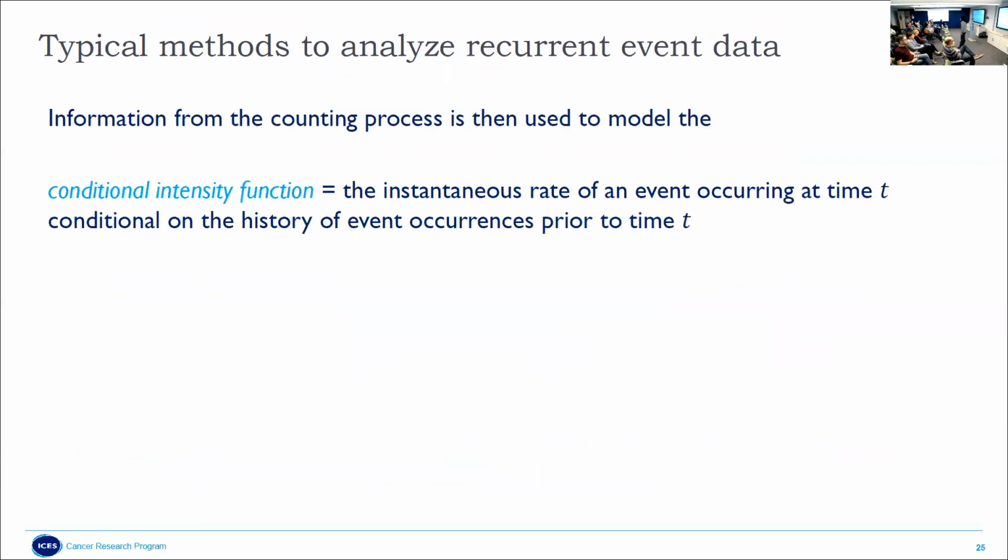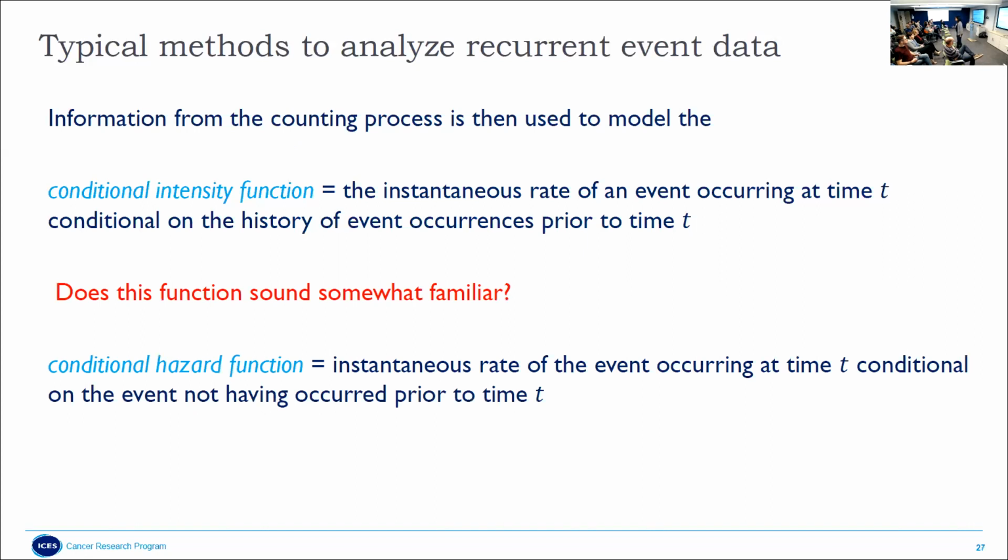Now, after we get the data, we understand the counting process. What do we actually try to model? Well, we use that counting process to model this. It's called the conditional intensity function. So this is the instantaneous rate of an event occurring at time t, conditional on the person's history up to that time. That's what's really important. So it's a rate. It's about how quickly the event is happening at any given time, conditional on my history up to that time.